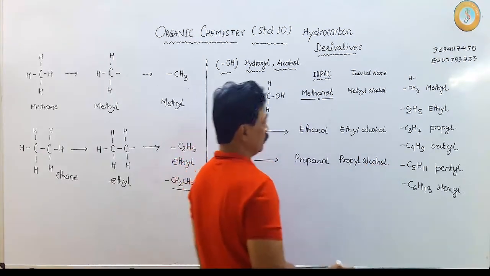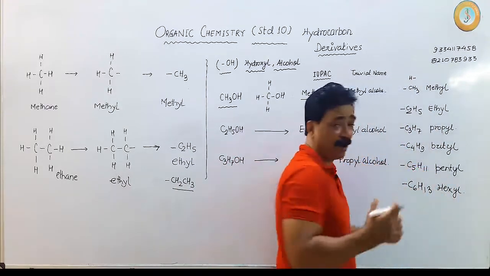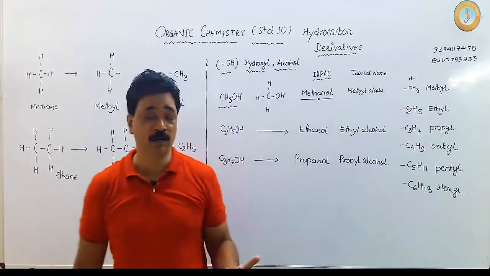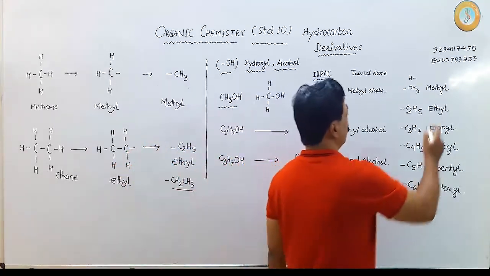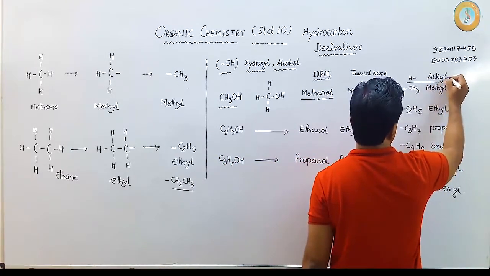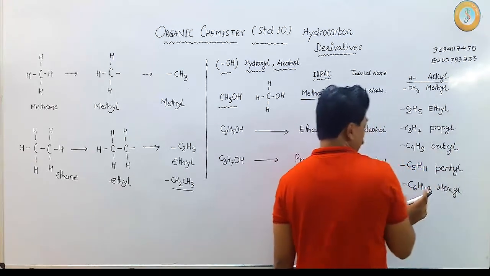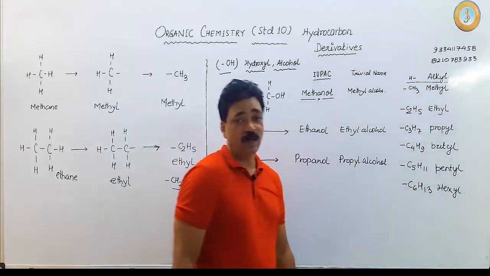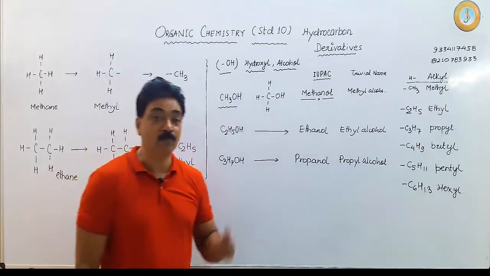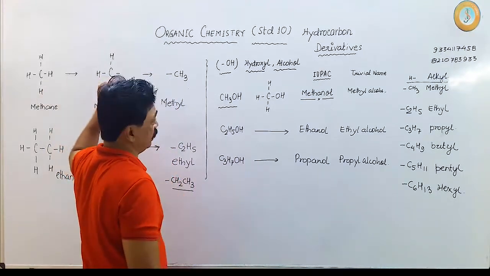So that means if you minus H, this whole radical word "yl" is repeated. Methyl, ethyl, propyl, butyl. So we can name these as alkyl group. Methane to methyl, ethane to ethyl, so alkane to alkyl. This is very significant for you to remember, and the formula of any alkyl group will be CnH2n plus 1, because from alkane you are removing one hydrogen.